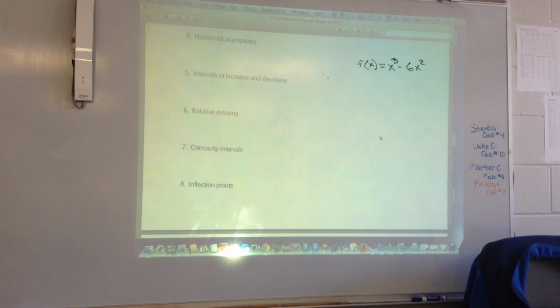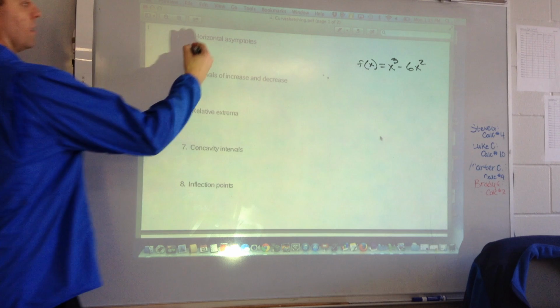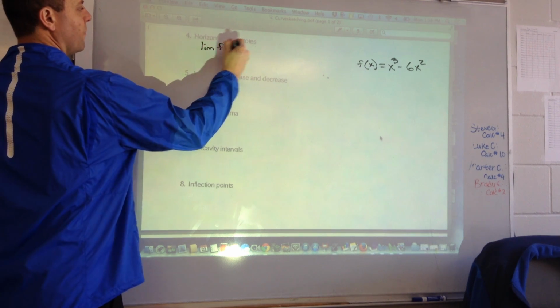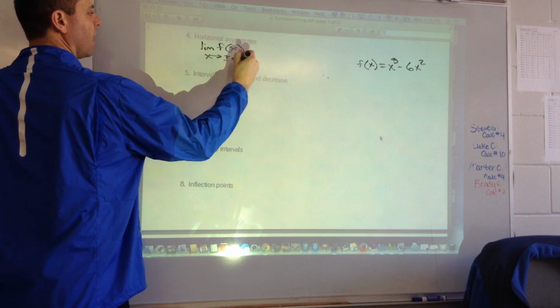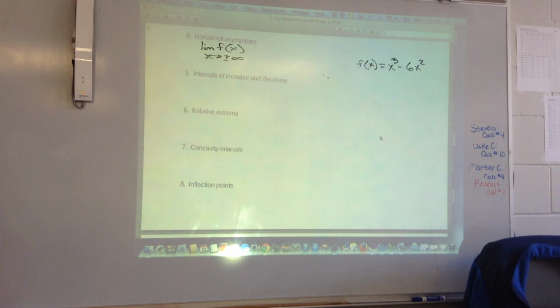Horizontal asymptotes, how do you check for those? Yeah, I'd use the limit. This one I definitely would use the limit, okay? Find the limit of the function as x approaches both positive and negative infinity, okay? That's how you'll find all of your horizontal asymptotes, as long as it's not a piecewise.